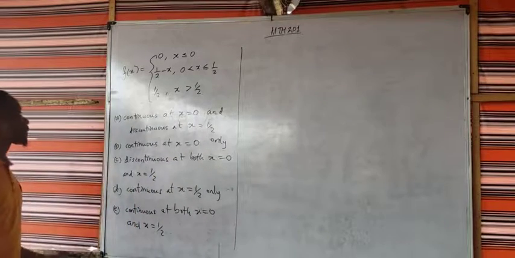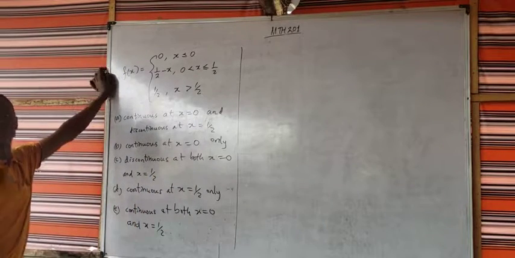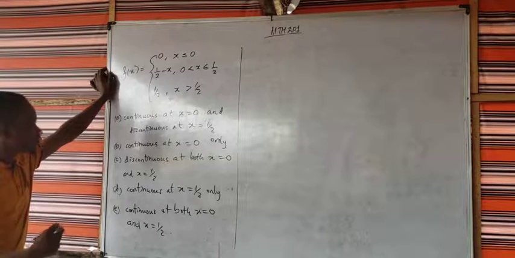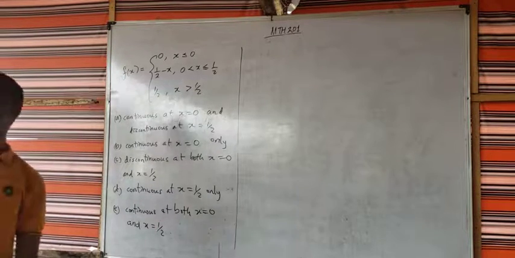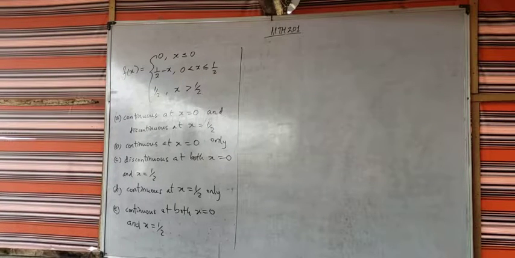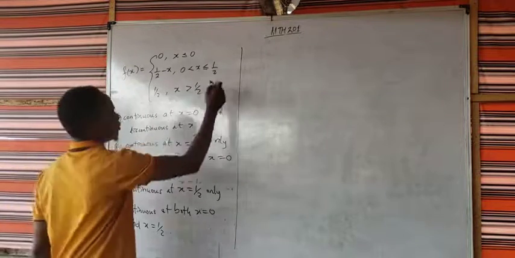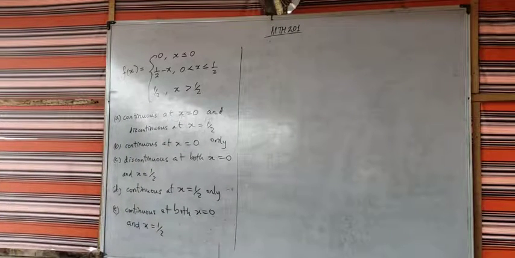Okay. So look at this now. I told you that if you are asked to comment on the continuity of a piecewise function, you should just examine its behavior at the breaking points. Can you remember that? Yes, sir. So what are the breaking points of this piecewise function? 0 and 1 over 2. So you examine its behavior at 0 and 1 over 2. Do you understand that?